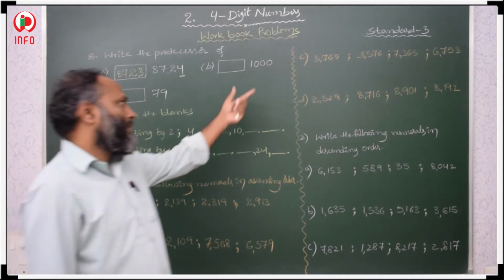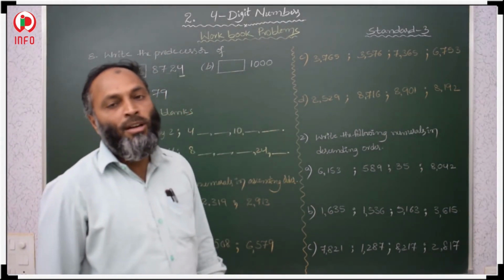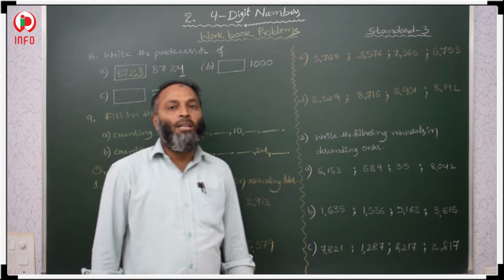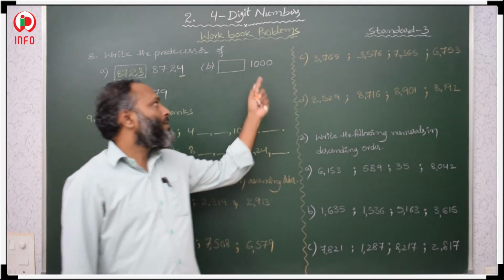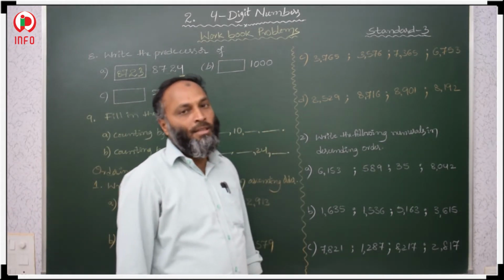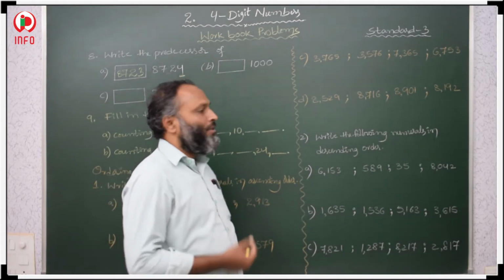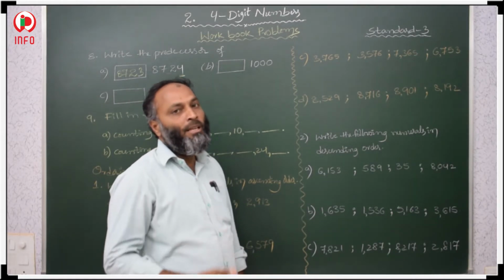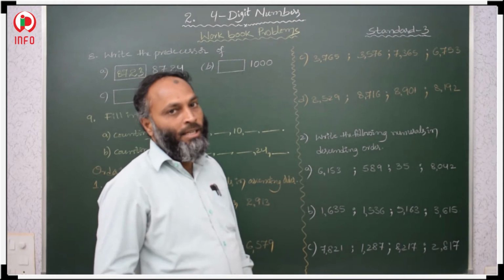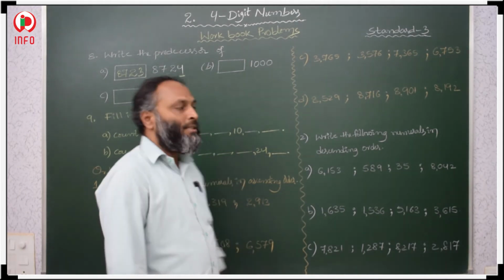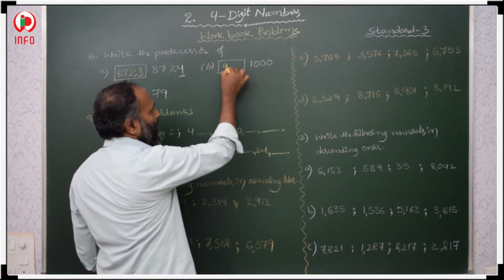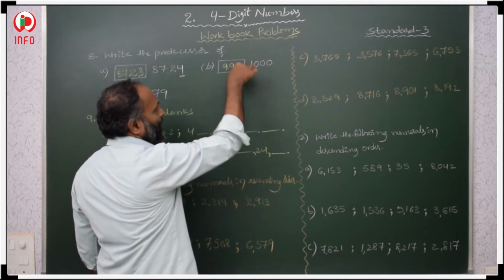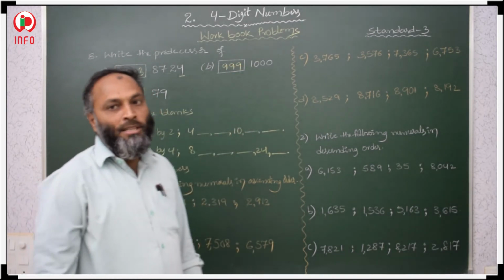Next, 1000. 1000 is the smallest 4-digit number. So what is the predecessor of this 1000? For 1000, we should get the largest, the greatest 3-digit number. That is 999. This is the predecessor of 1000.